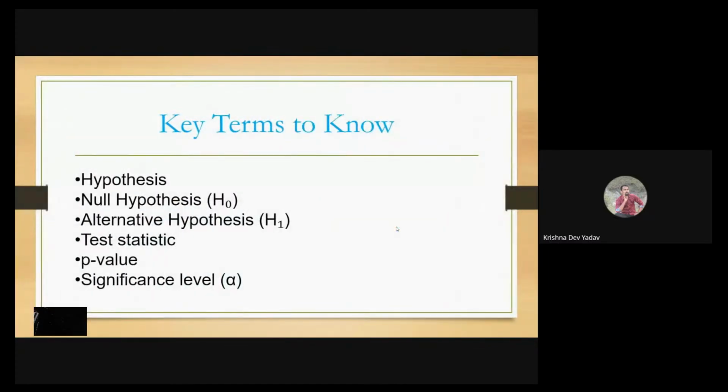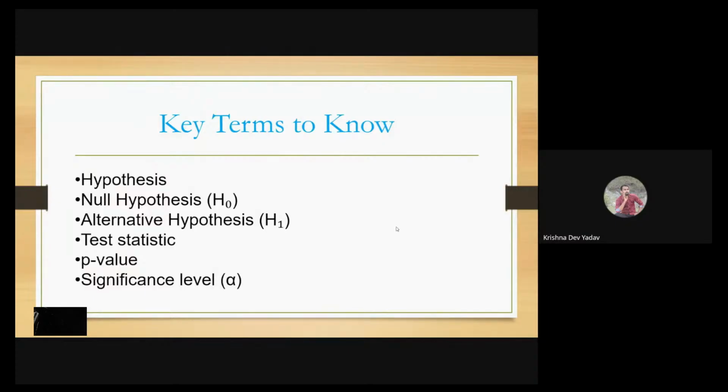Next, key terms to know about hypothesis. A hypothesis is our assumption or idea. The null hypothesis is a starting belief that there is no effect. And the alternative hypothesis is what we want to prove. It is the statement we want to prove.